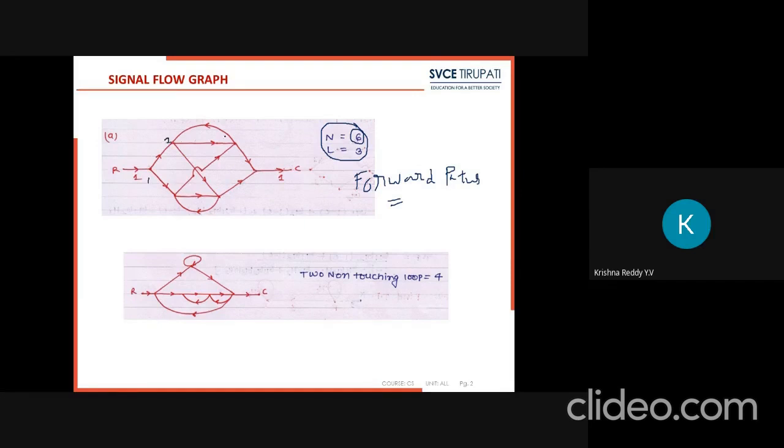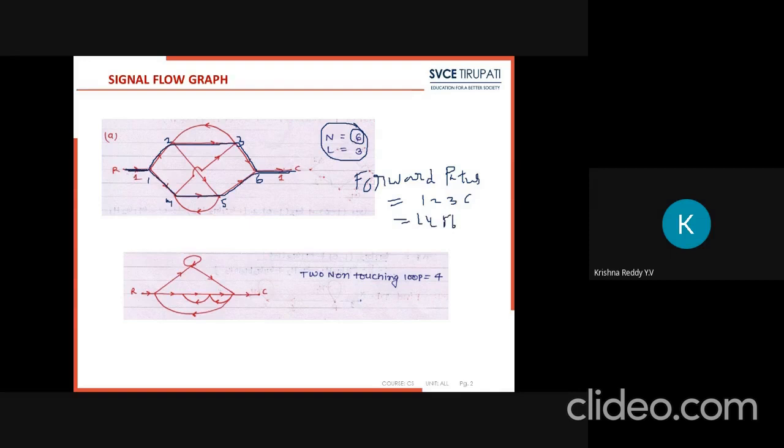One, two, three, six, four and five. We are moving from 1 to 2, 2 to 3, 3 to 6. Finally, we are getting the output. It is one forward path: 1, 2, 3, 6. By joining the nodes, you can get one forward path. Next, when you are going from 1, 4, 5, 6, it is another forward path.